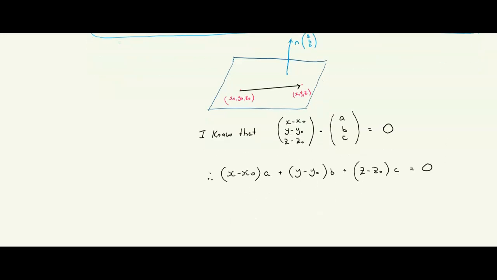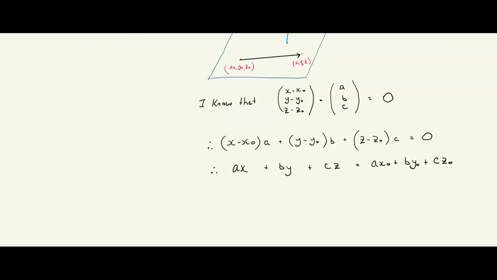If I tidy this up, I will get ax plus by plus cz equaling, on the other side of the equation, a x naught plus b y naught plus c z naught. So let's just now test this result. I'm going to put a border around this because this looks fairly momentous.